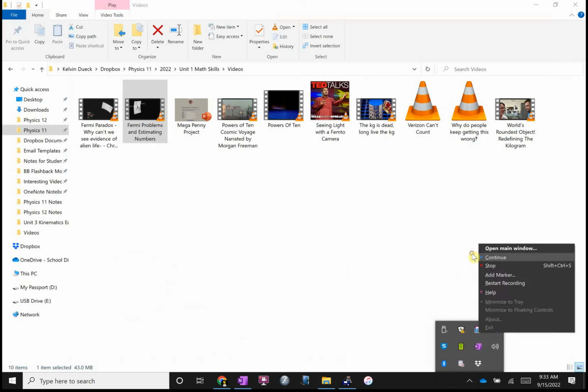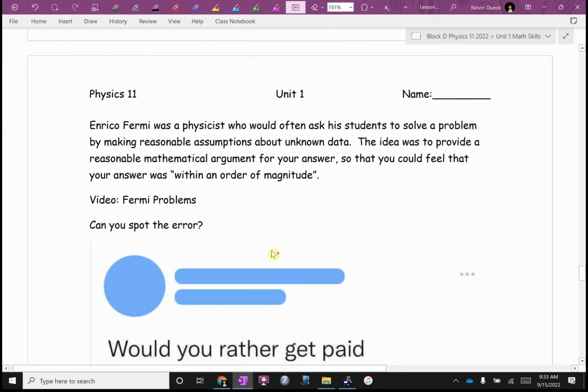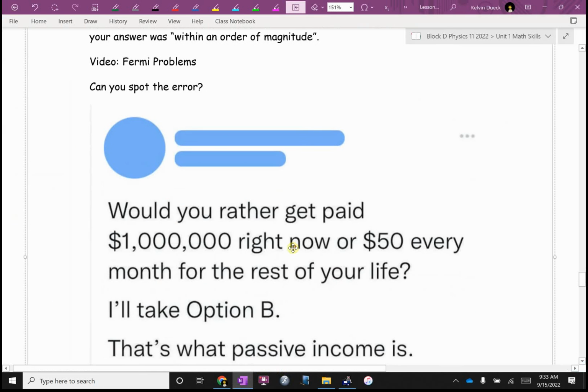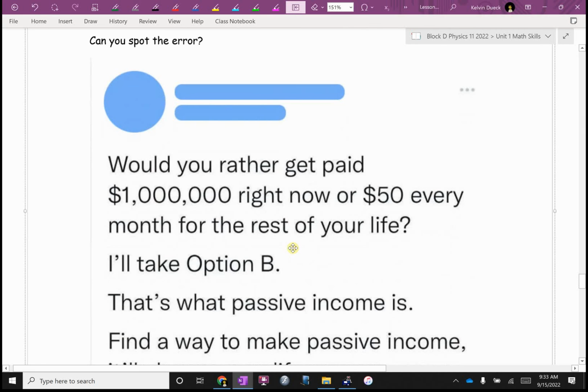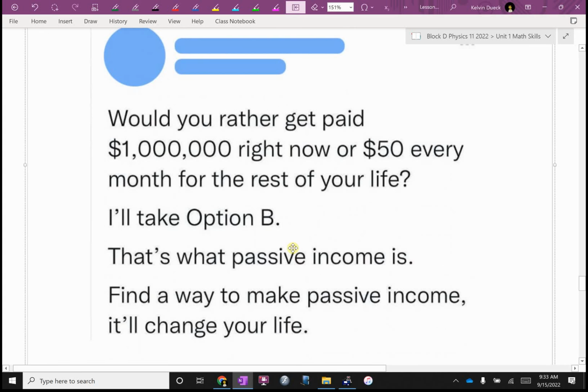Pause the video. Back to the notes, please. Another Twitter thread. Can you spot the error? It says this. Would you rather get paid $1 million right now or $50 every month for the rest of your life? I'll take option B. That's what passive income is. Find a way to make passive income, this person was saying. It'll change your life.